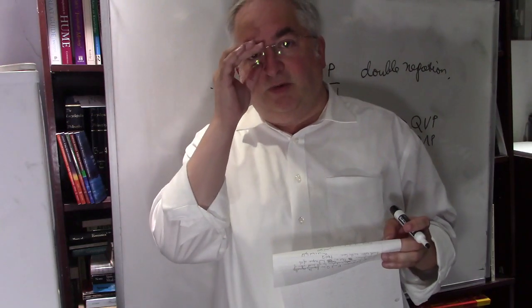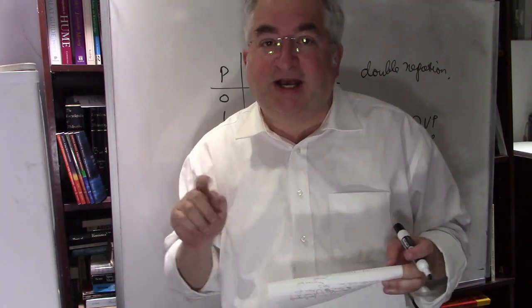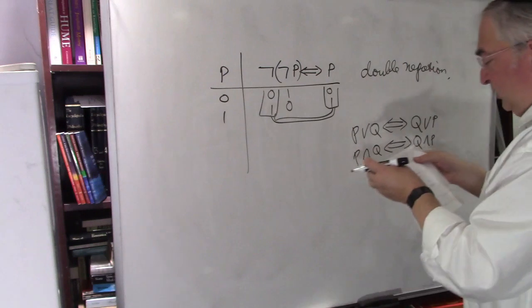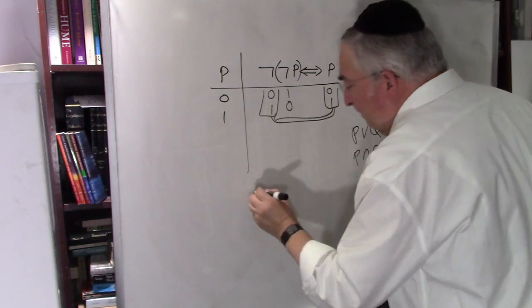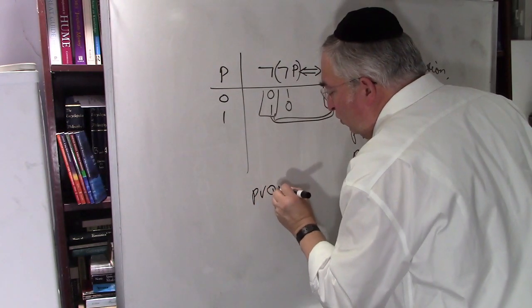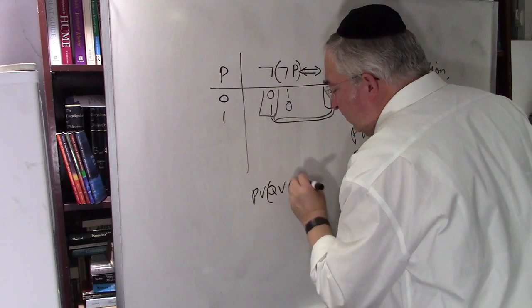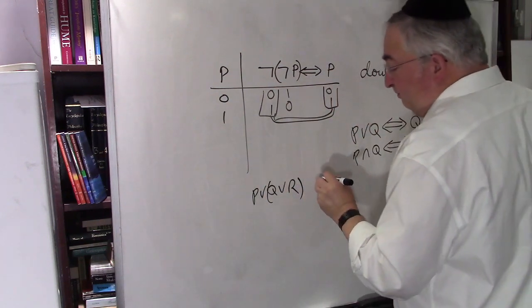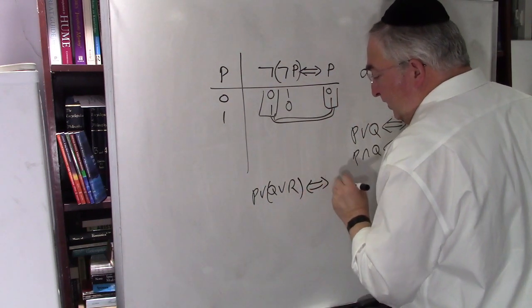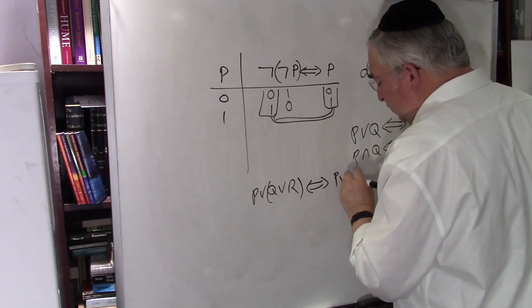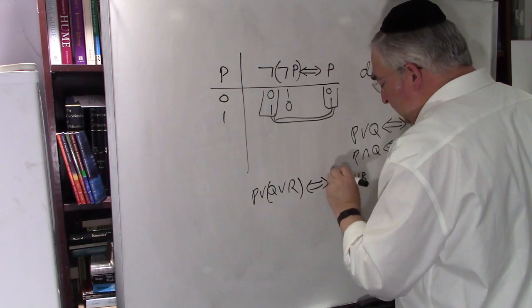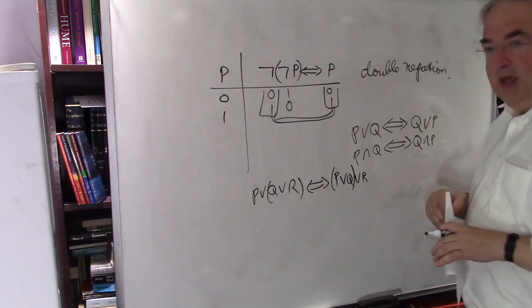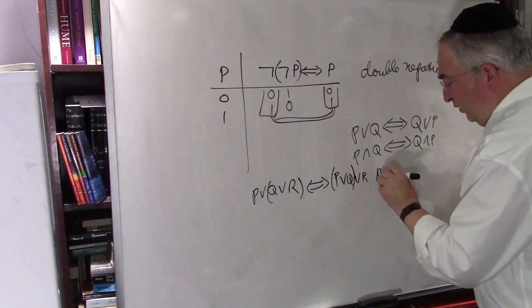Where did we see these before? When we talked about sets. We'll get to that in a second, but let's just do some more. P or Q or R, it doesn't matter how you put the parentheses, that's the same as P or Q or R. And that's called an associative law.